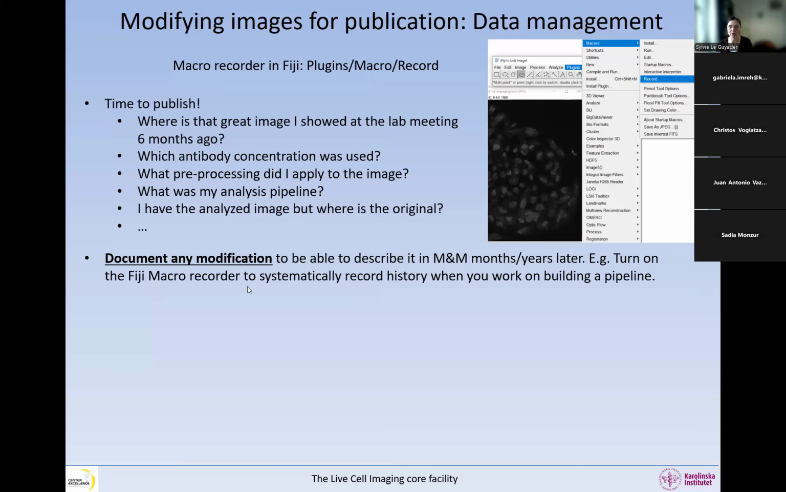So you need to document all this, and you need to document any modification so that you're able to describe it later in the methods, like years later, right? You're not going to remember. You have to rely on something else. So turn on the Fiji macro recorder to do that if you use Fiji.